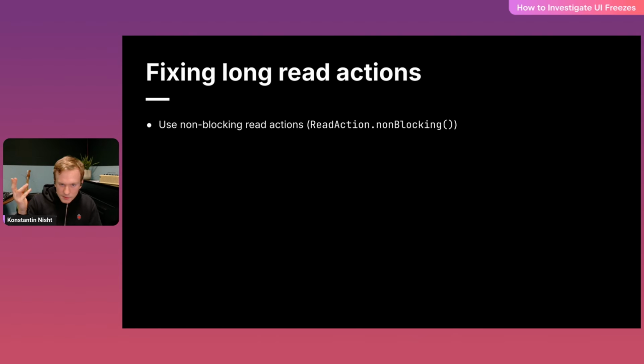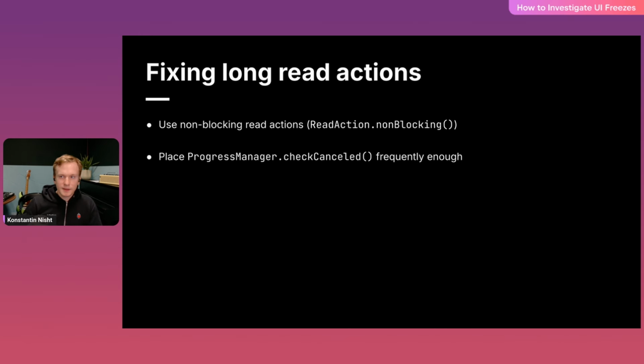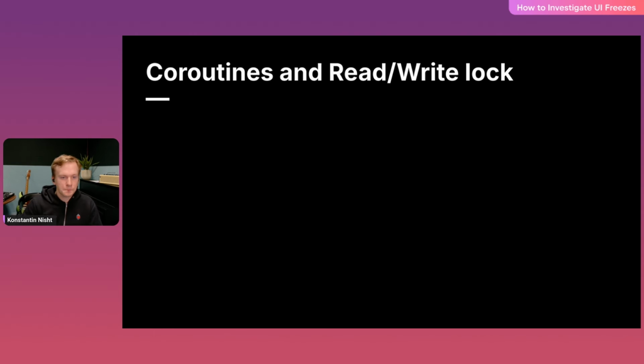Yeah, that was the first advice. In our API, it's called redaction.nonblocking. That's a Java-friendly version of running non-blocking redactions. And another piece of advice is to place progress manager check cancel frequently enough. The platform calls a lot of plugin code under redaction, under already provided redaction, and to behave nicely, the plugins need to call check cancel frequently enough so that the outer redactions can be canceled.